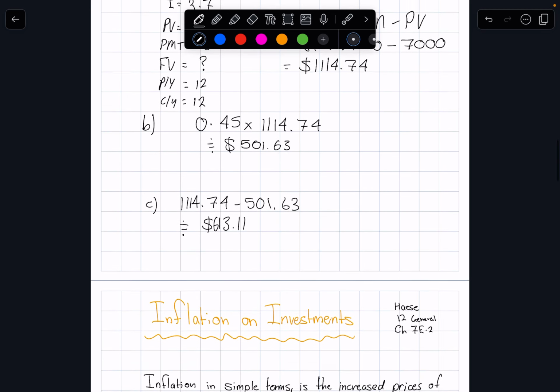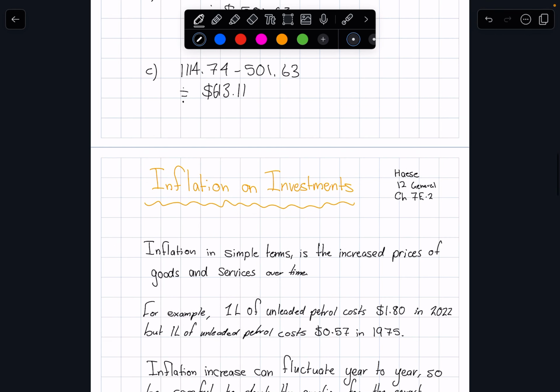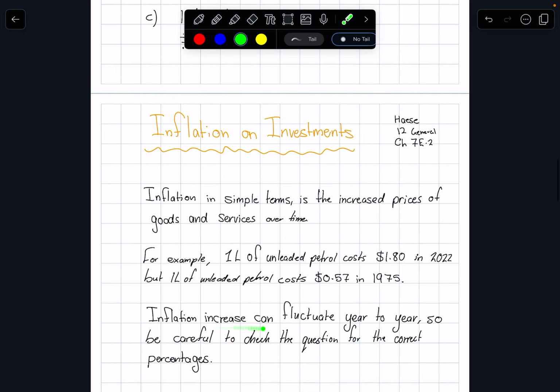So now let's have a look at inflation. Inflation in simple terms is the increased prices of goods and services over time. For example, a litre of unleaded petrol cost $1.80 in 2022. That's now gone up to $2 a litre in 2024. But it only cost 57 cents per litre in 1975. So you can see that that's increased over time. Now that inflation rate increase can fluctuate from year to year, so be careful to check the question for the correct percentages because they're not always going to be the same.